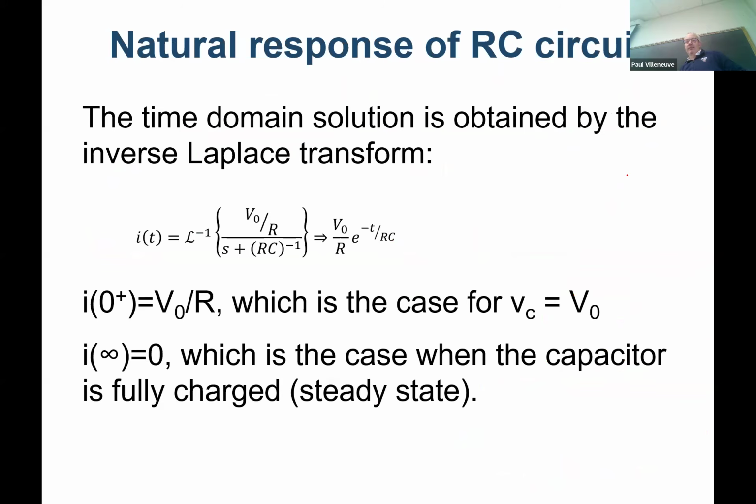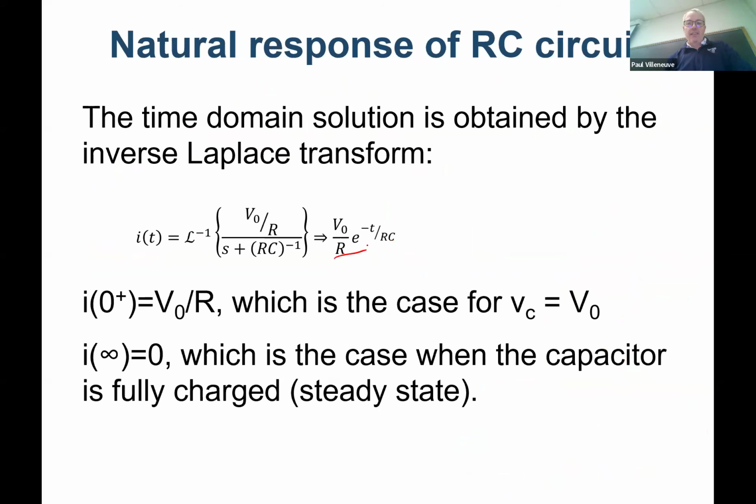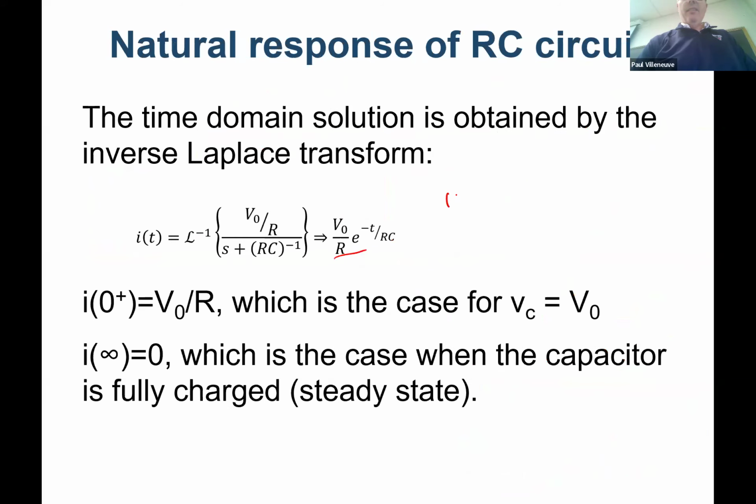So here's my final answer. They match. And you can sanity check it, right? We know that we get that here. But what about the initial condition? What should I equal when t is equal to 0? V naught over R, right? That's what we said earlier. If I plug in 0 for t, what do I get?